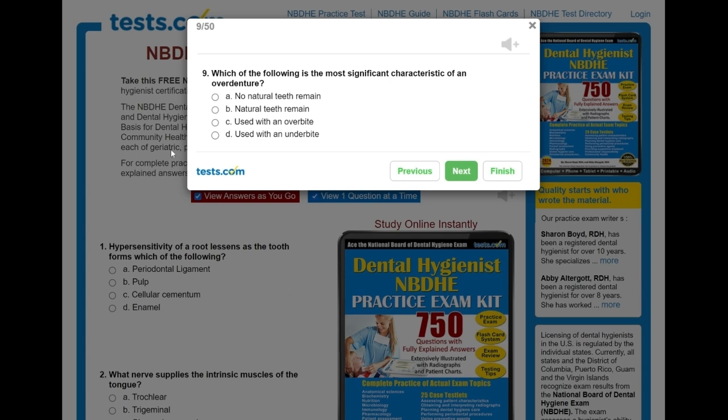Question 9. Which of the following is the most significant characteristic of an overdenture? A. No natural teeth remain. B. Natural teeth remain. C. Used with an overbite. D. Used with an underbite.